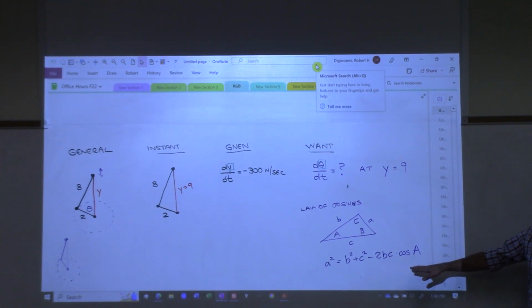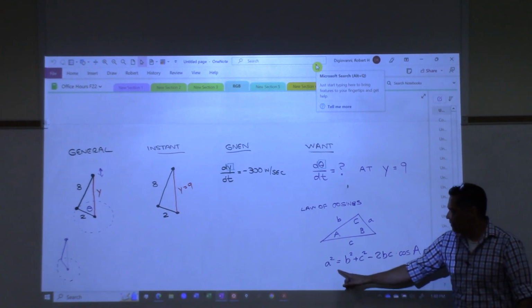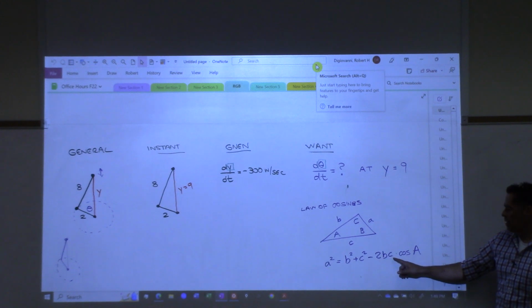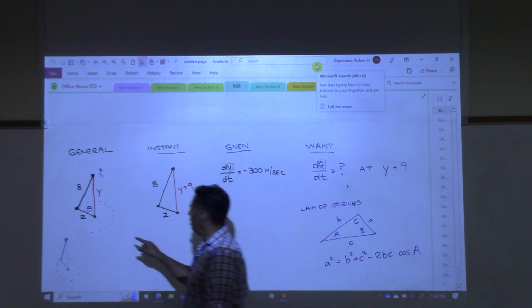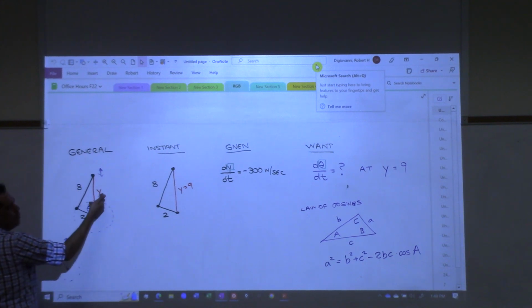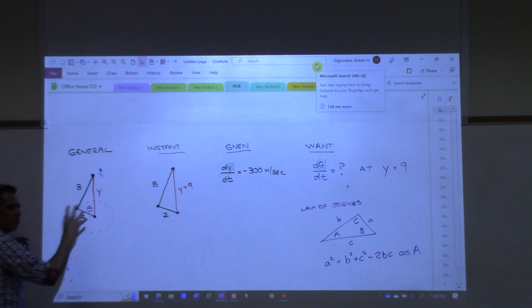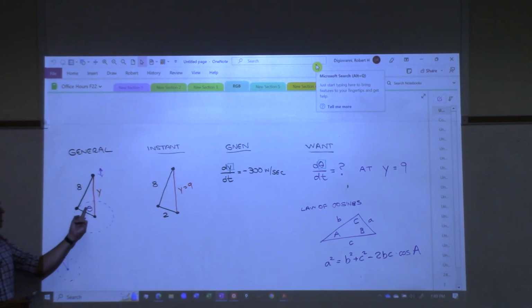Here's the thing about this formula. It requires that you have all 3 sides and 1 angle, right? Do we have 3 sides in this picture? Yeah, we don't know what y is, but we have 3 sides and we have the angle. The law of cosines brings all of those together into one equation, which means it'll be an equation that has theta and y in it, won't it? Okay, so I'm going to use that one.